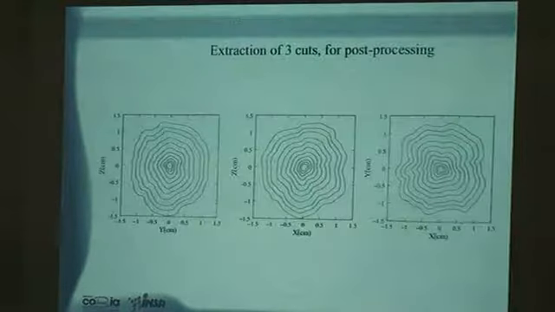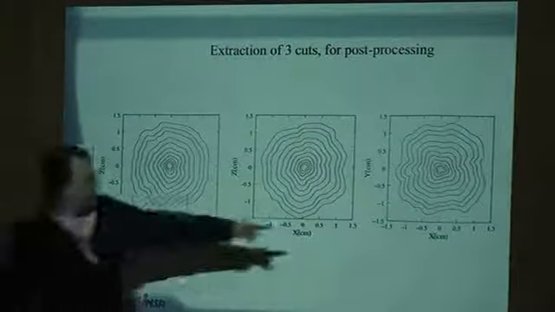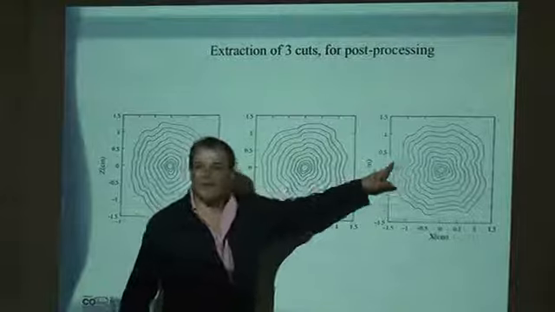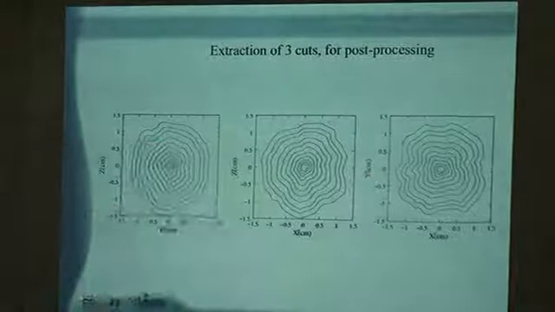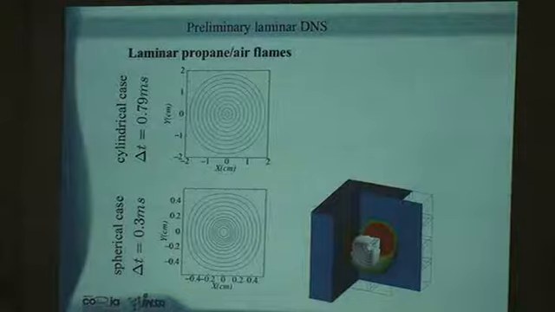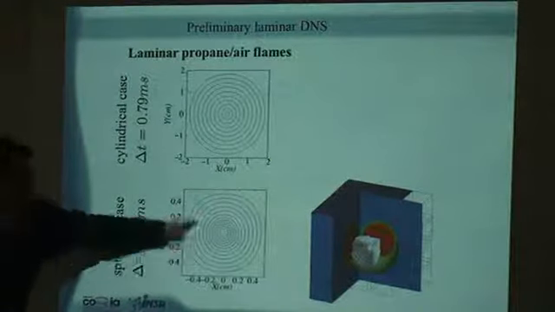Okay, so if you make the cuts in post-processing, you can see this plane is quite square because of the boundary conditions. And it's even worse for laminar flames to get the square shaped flame.